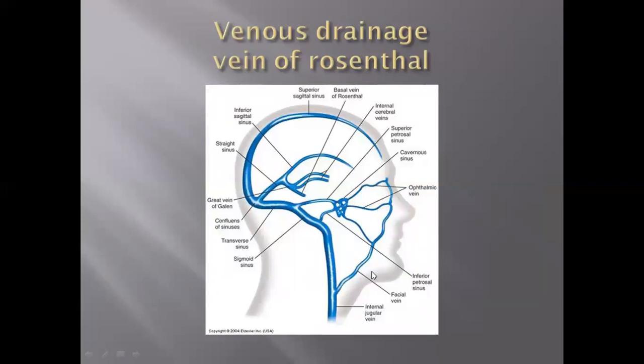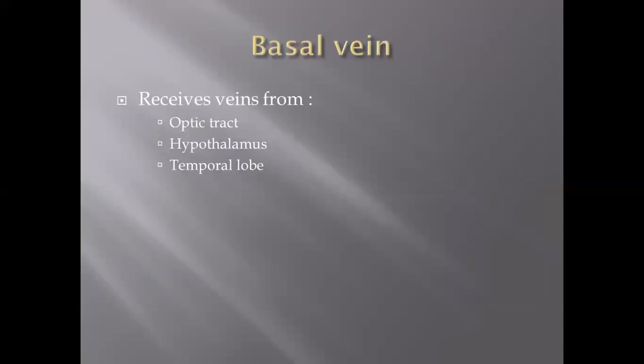Then this is also what I've just described. Then the basal vein will receive veins of the optic tract, the hypothalamus, and the temporal lobe. This may be too voluminous for you guys to remember, but if you do have maybe a passion to follow neuroscience or neurosurgery or neurology, that's when all these things may then become quite essential for you to remember. But just remember the basics.